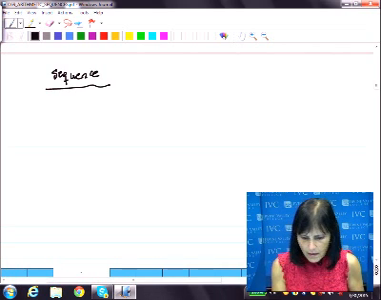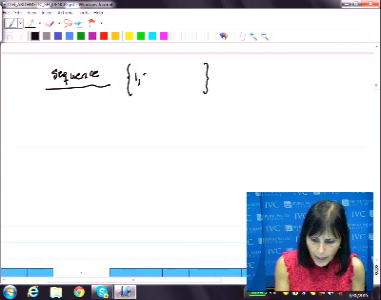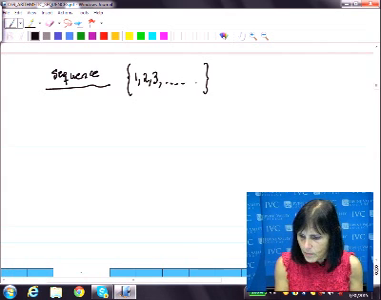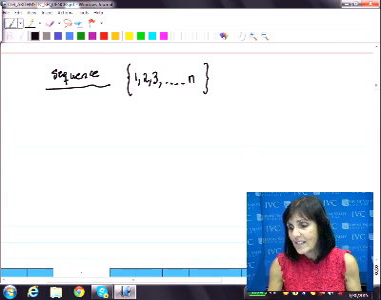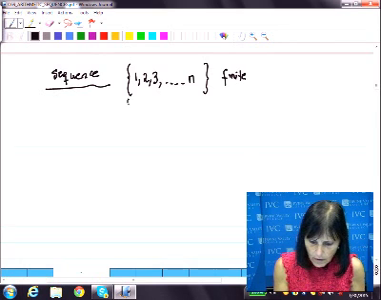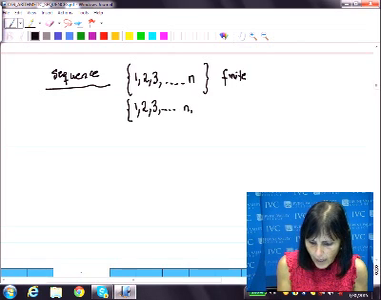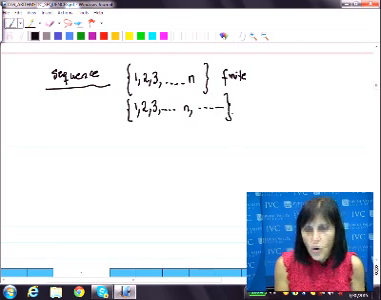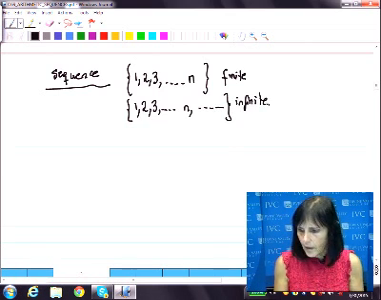A sequence may be a list of numbers, usually shown in braces. Let's say 1, 2, 3, and usually there's a logical relationship between the terms, and then you're going to have a biggest term and you stop, and we show that as n. That's called a finite sequence. It just stops. But if you have a sequence that doesn't stop, it goes to n and keeps going, and this is how you show it: you just put dot, dot, dot. That's an infinite sequence.